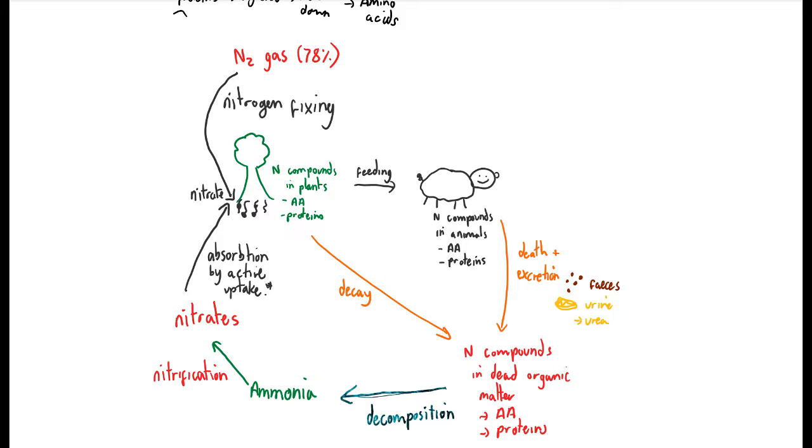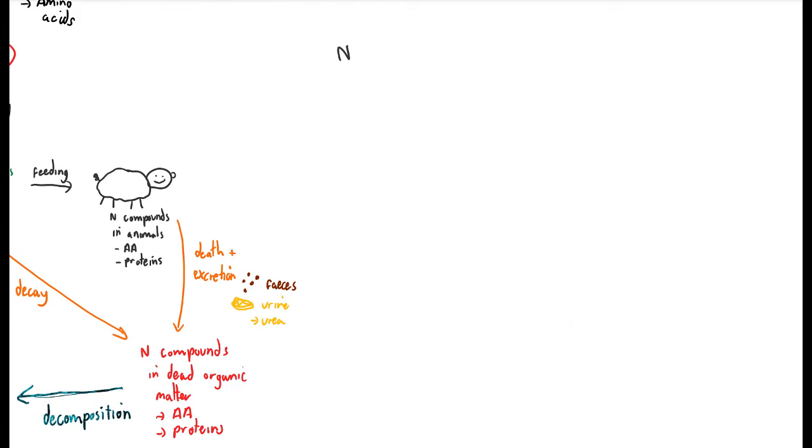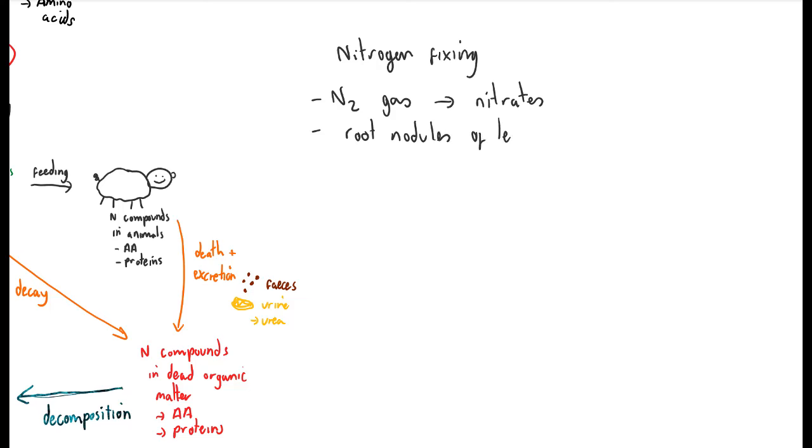Now, if we look at that in a bit more detail, nitrogen fixing: in this process, it converts nitrogen gas to nitrates. This only happens in the root nodules of legumes, which are things like peas, beans, and clover.